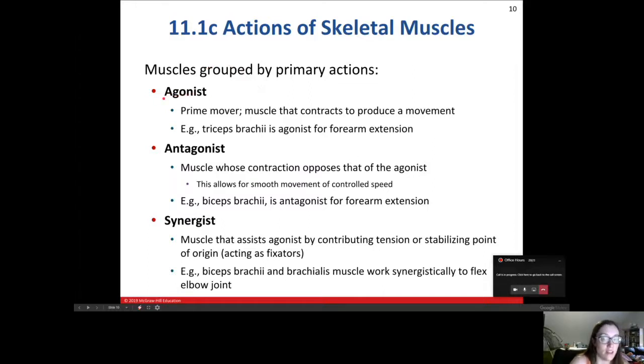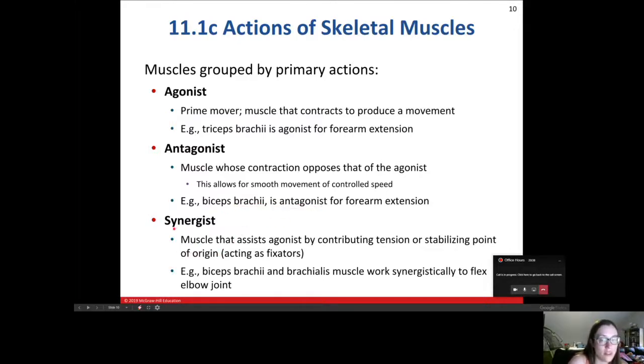The antagonist, like an antagonist in your story, is like the villain. The antagonist is the muscle that opposes the action of the agonist. It does the opposite. And so in this case, it's going to be your biceps and your brachialis muscles. So the biceps brachii is an antagonist for forearm extension.